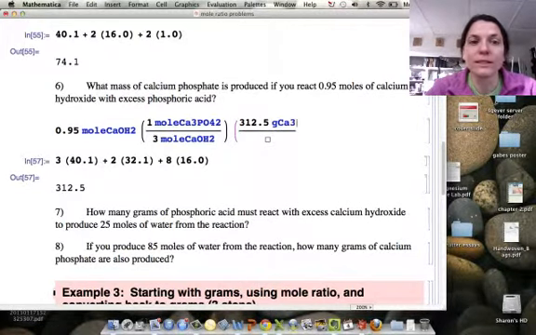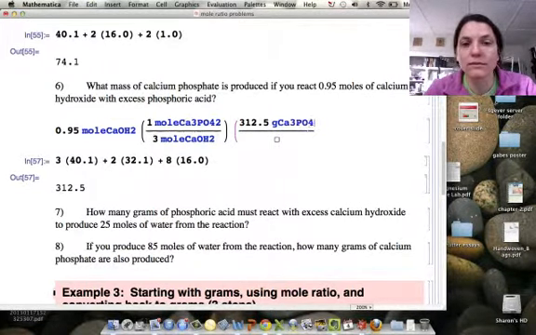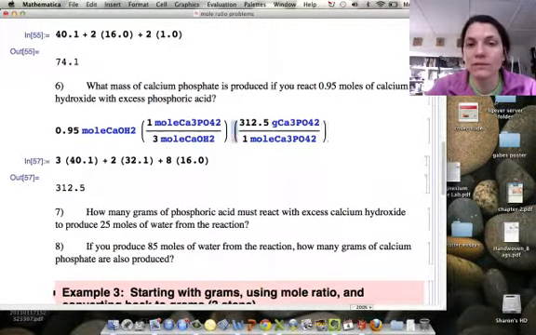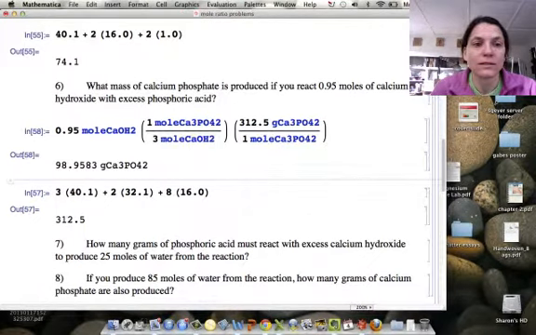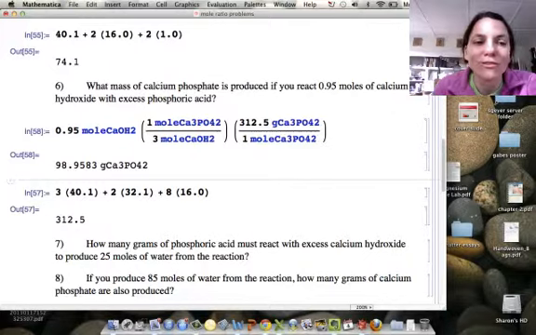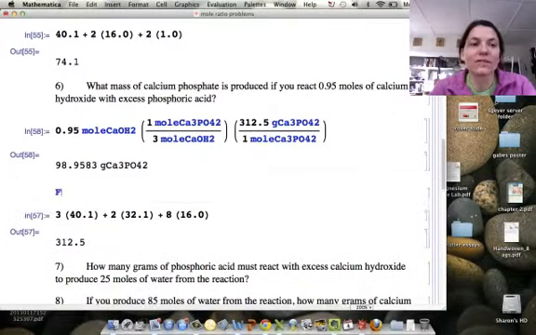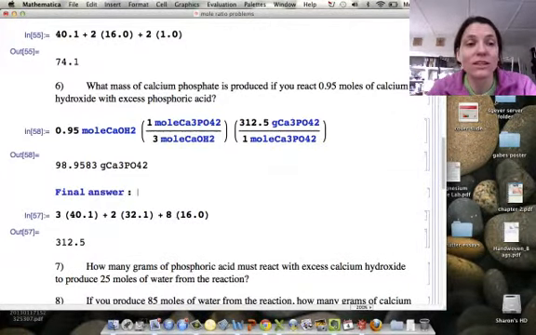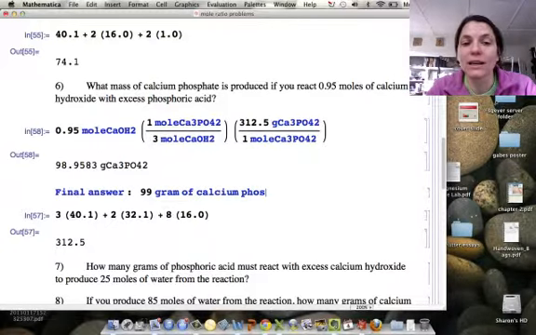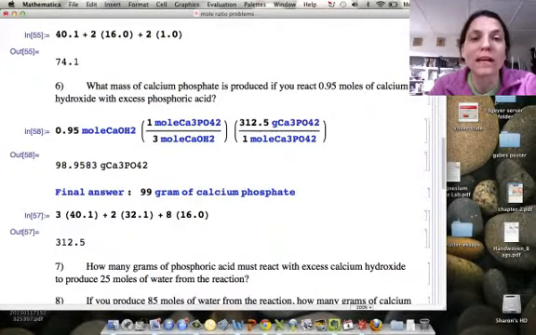I'm going to try to be consistent with the way I wrote that unit. That's the mass of every 1 mole of calcium phosphate. Let's see if I got it all right. Yay! It all canceled out and we're left with grams of calcium phosphate. Final step, round to the correct significant digits. Final answer is 99 grams of calcium phosphate. So that's how much of that product will be formed from the chemical reaction.